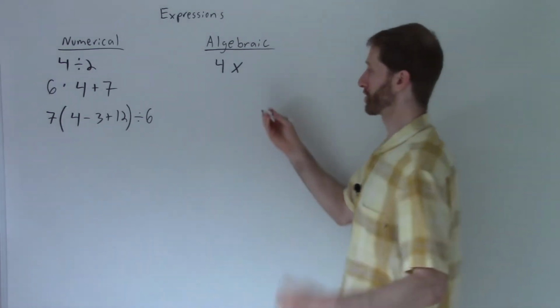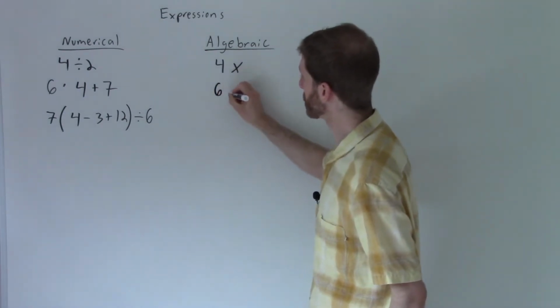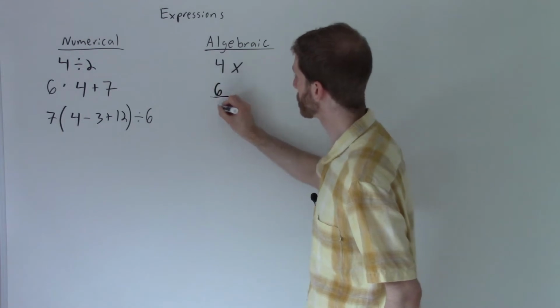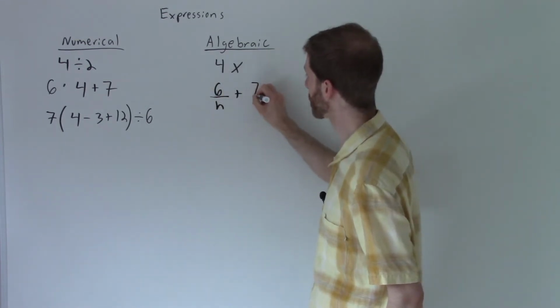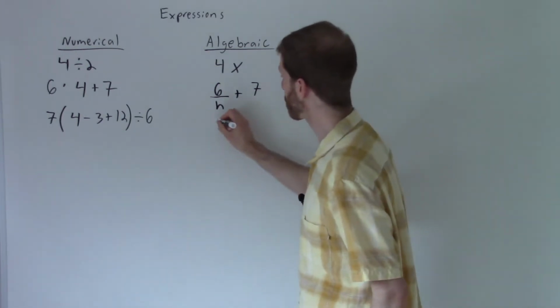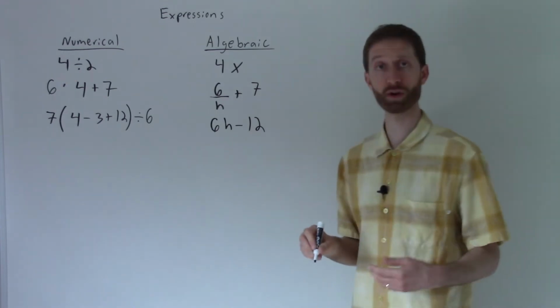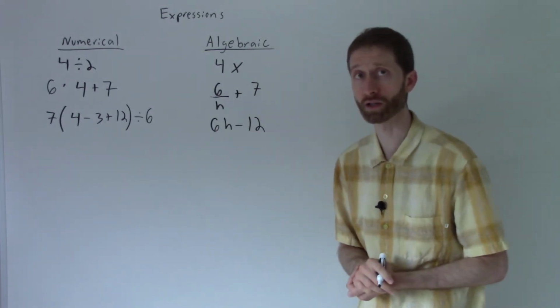Now, there are other algebraic expressions with other letters. You could have, I don't know, 6 divided by h. So 6 over h plus 7. That would be an algebraic expression just because that h is involved. You could have 6h minus 12. That would be an algebraic expression. Any number of letters will work.